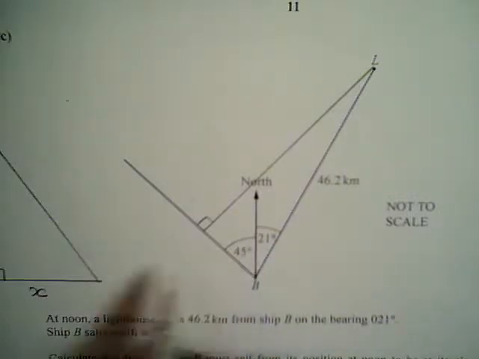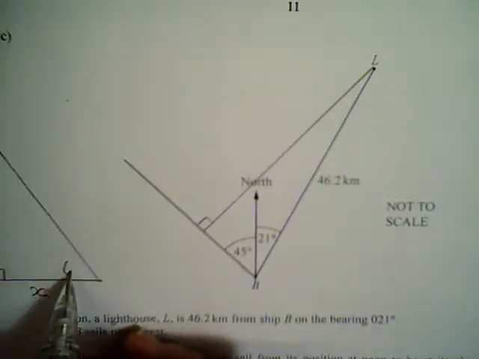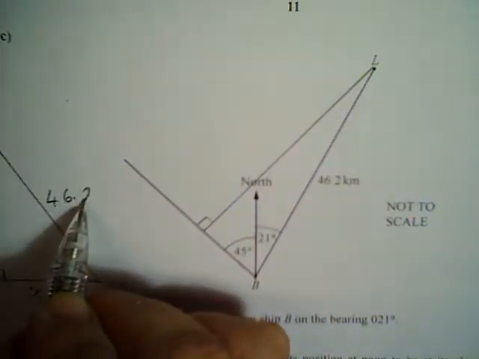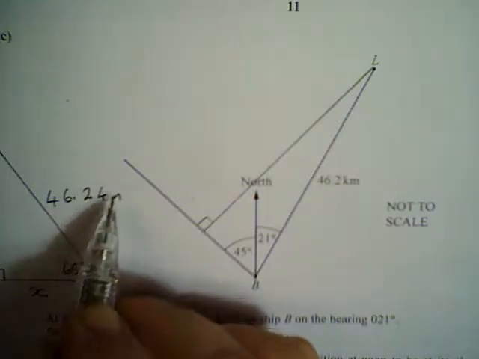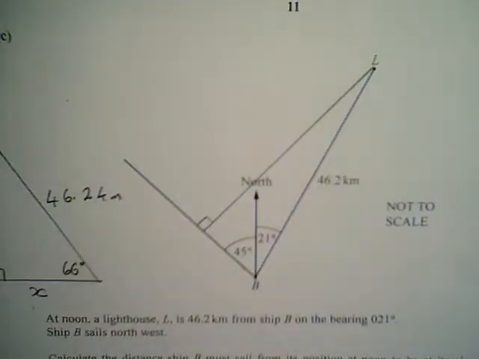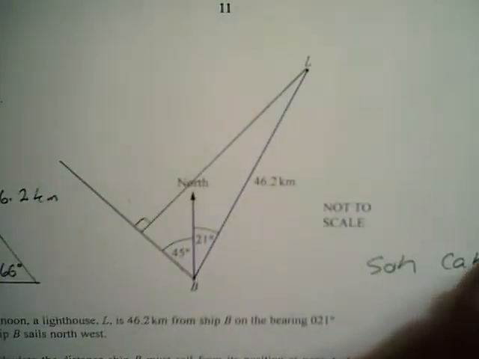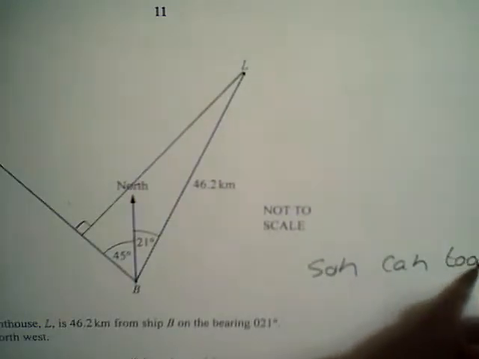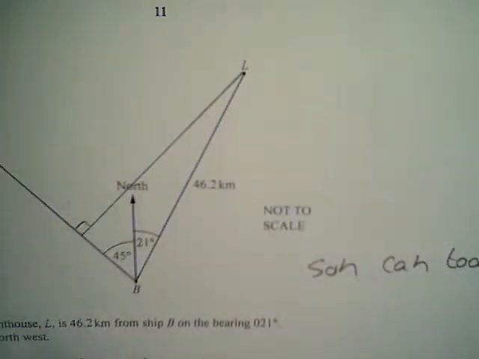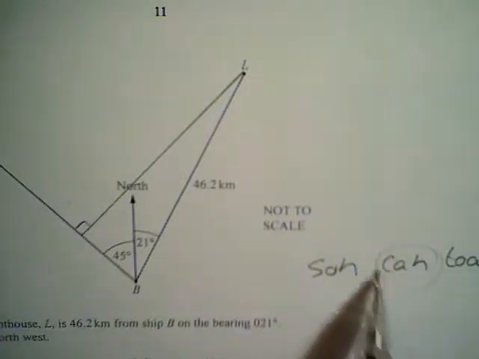That's 45 plus 21, which is this angle over there. That would give me 66. And the hypotenuse is 46.2 kilometers. We want x. So we can use SOHCAHTOA. What do I want? From this angle, I want the adjacent, and I have a hypotenuse, so I'm going to need to use cosine.